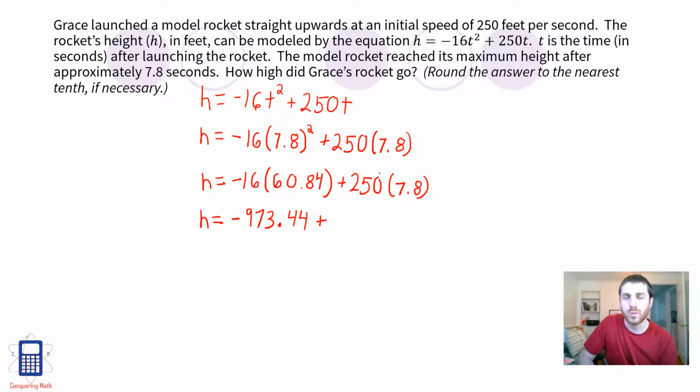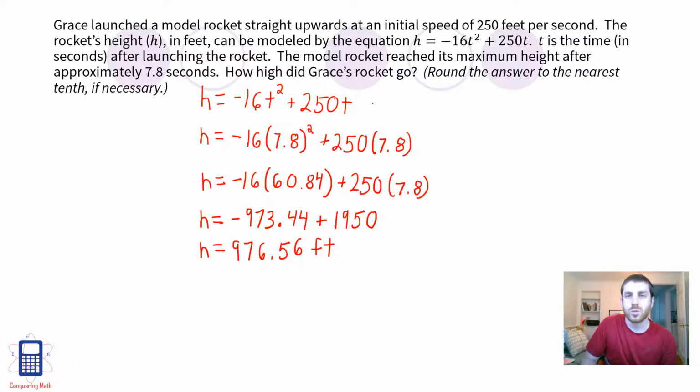plus, and we can combine this. We'll do another multiplication right here, 250 times 7.8, which gives you 1,950. Okay, so now that we've taken care of that, we just have addition and subtraction left. This is an addition problem. It's a negative number plus a positive number, so we end up subtracting them. And if you do 1,950 minus 973.44, you get 976.56. And remember that this is how high Grace's rocket went in feet. So this is feet.